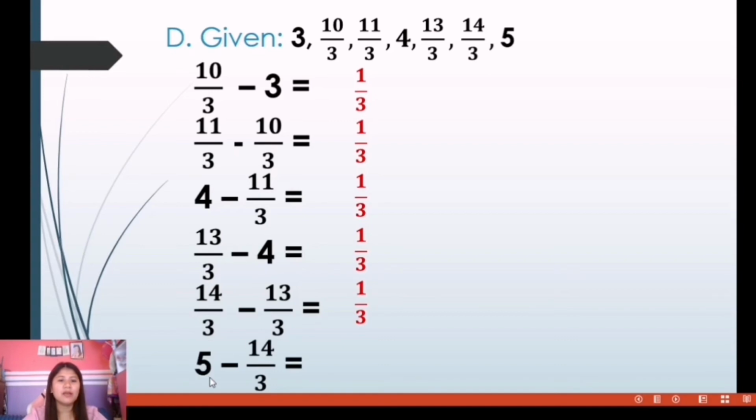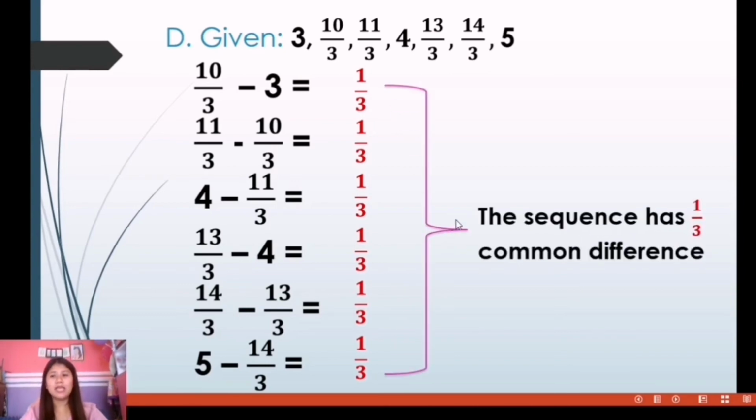And lastly, we have 5 minus 14 over 3. Same process in subtracting a fraction from a whole number. So the value of this problem is 1/3 also. Okay, so the sequence has a common difference of 1/3, right? So therefore, it is an arithmetic sequence also.